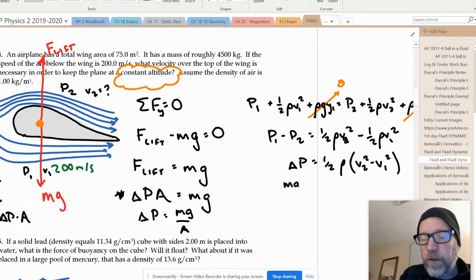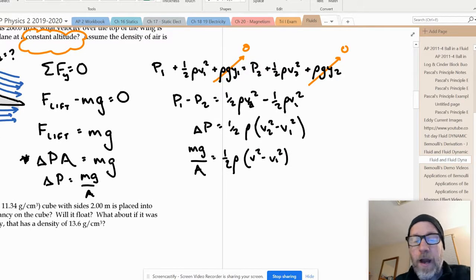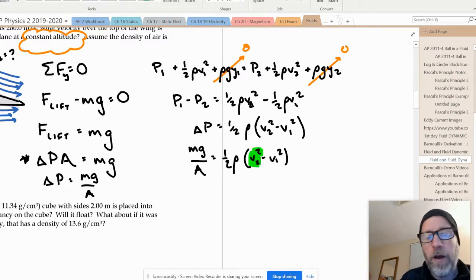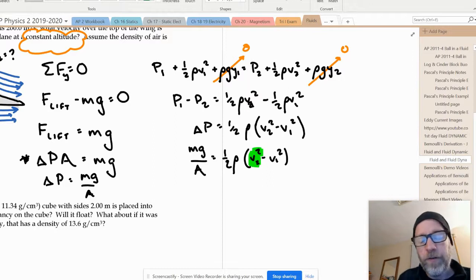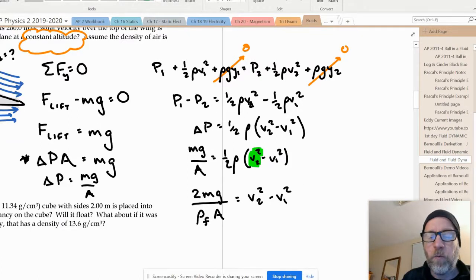So why don't I plug that in? Oh, now we're getting somewhere. I wasn't so sure we were going to get anywhere there. Now, I'm looking for V2. All right, let's go another step. You guys can do it. So I got 2mg divided by rho of the fluid times the area equals V2 squared minus V1 squared.